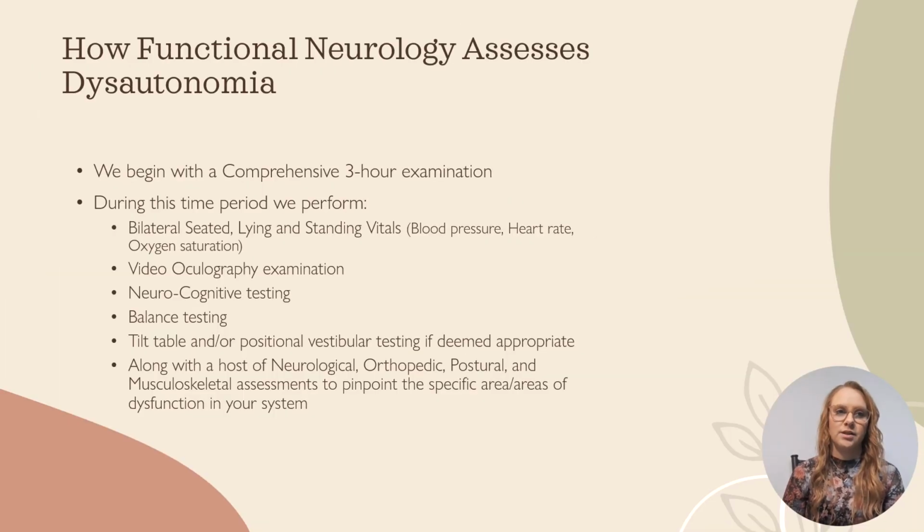So the big question is, how do we assess dysautonomia? And in our clinic, we begin with a really comprehensive 3-hour examination. And so during that time, we start with bilateral, so that just means both sides, seated, lying, and standing vitals. So that means that we're taking your blood pressure from side to side to see if there's a difference there. Hopefully there's not, but we're checking your blood pressure, we're checking your heart rate, we're checking your oxygen saturation, and we're seeing how your body handles gravity with a positional change.